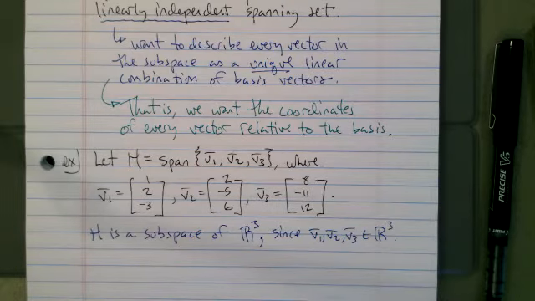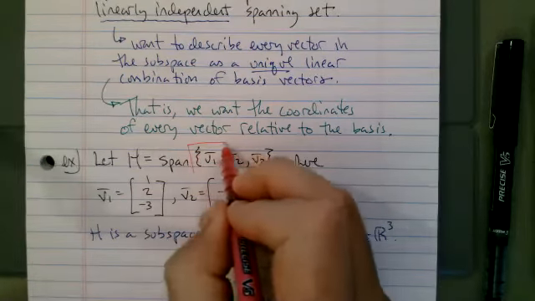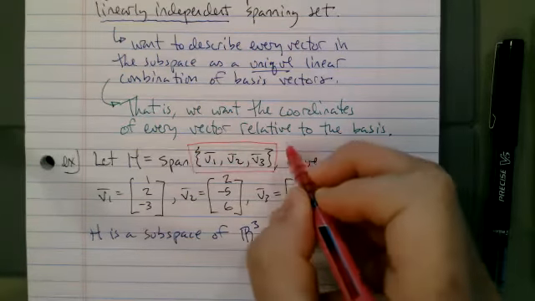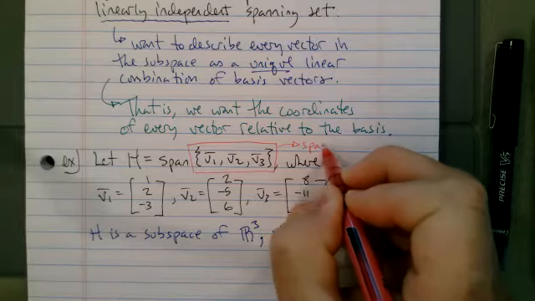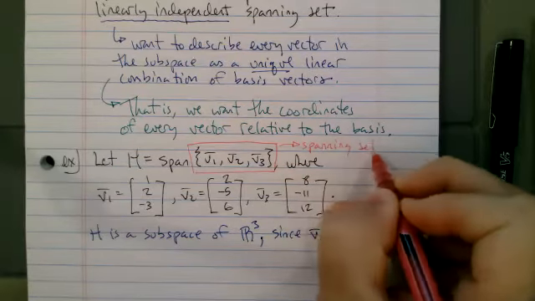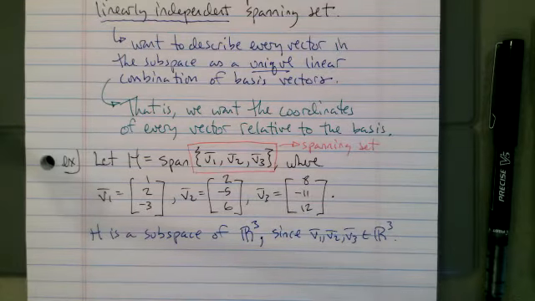Well, we're not sure if H is the same as R3. This is a spanning set, and there are 3 of them, but we don't know that this is a linearly independent set. This is a spanning set, but we want a basis for H. So that's a spanning set, but we want to try to find a basis.